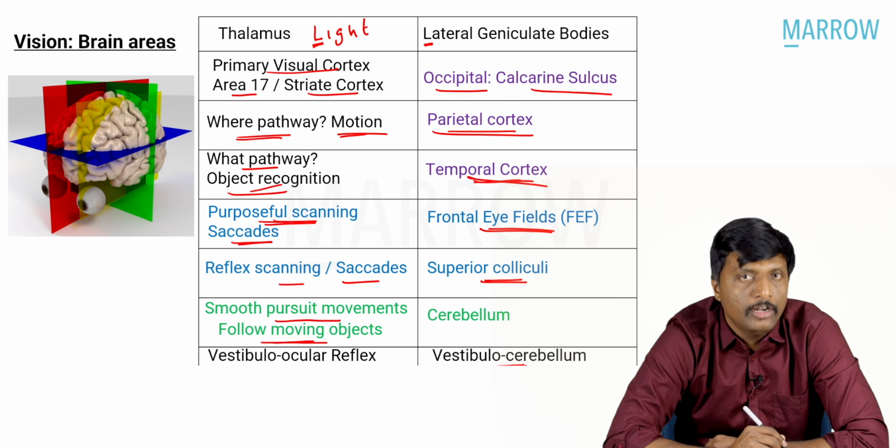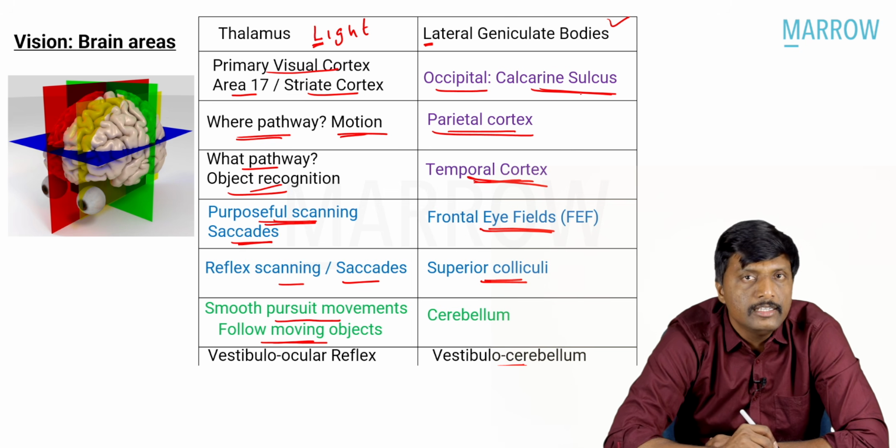Small revision. Thalamic nucleus, lateral geniculate bodies. Visual cortex, occipital, calcarine sulcus.